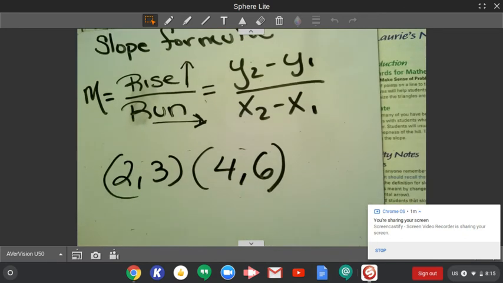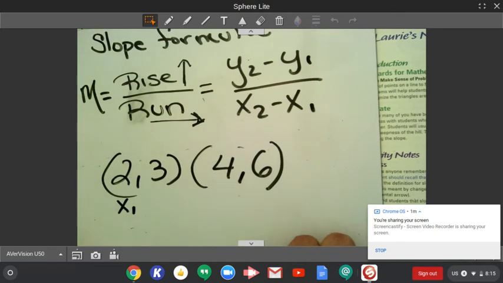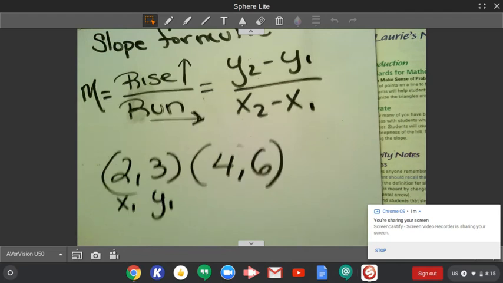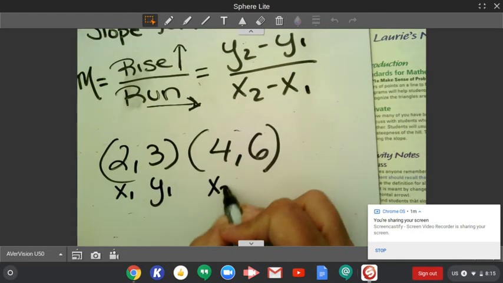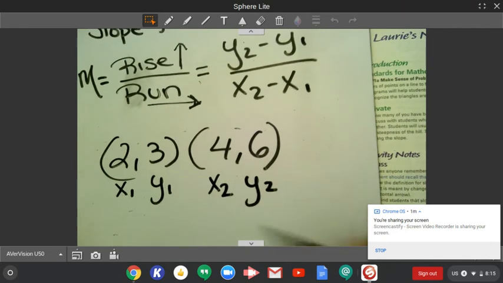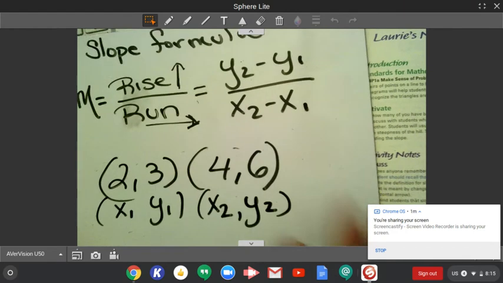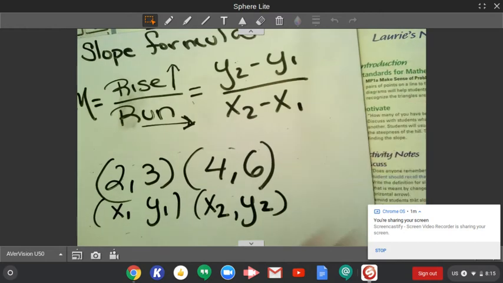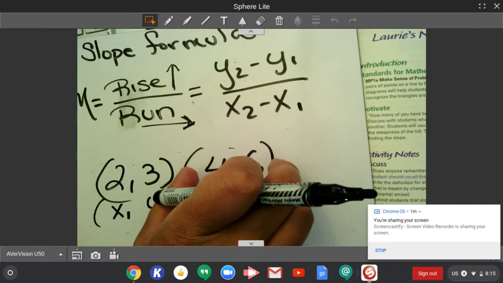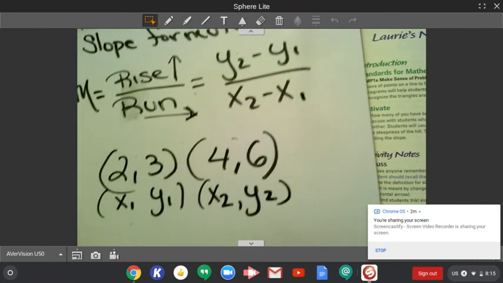First thing you want to do, just for substituting, you're going to call this the first x coordinate, this the first y coordinate, this the second x coordinate, and this the second y coordinate. So you're just giving them values to substitute. Now just one note: if I were to switch these around and call these the first x and y and these the second x and y, you would get the same answer, so don't be worried.